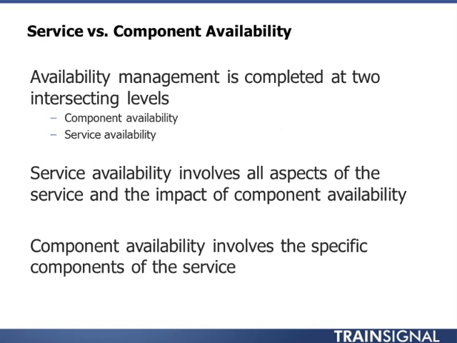Availability management is completed at two intersecting levels: the idea of component availability and service availability. Component availability is just that. It's can the component of the IT service deliver its agreed-to function when required. That's the definition of component availability. This is typically reasonably easy to measure with monitoring tools and event monitoring systems. Service availability, on the other hand, involves all the aspects of the service and is oftentimes thought of as the customer view of whether the service is available.